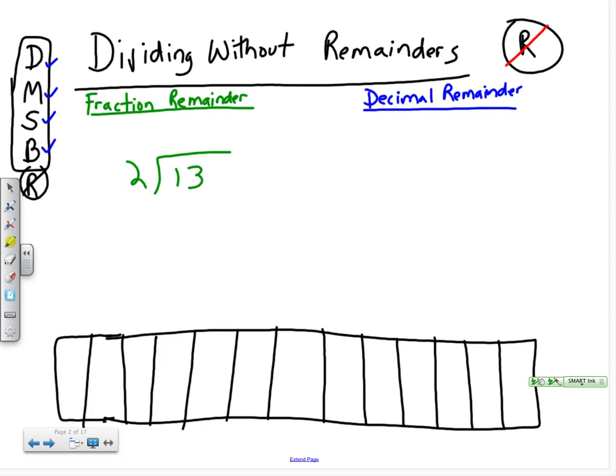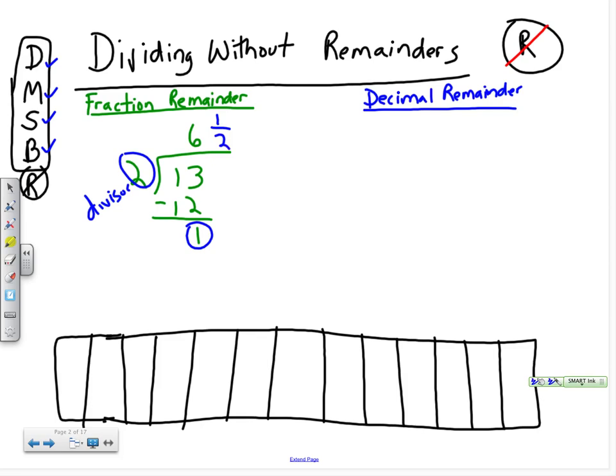2 goes into 13 6 times, so I divided 13, multiply 2 by 6, and I get 12. Subtract, and I have 1 as a remainder. I have nothing left to bring down, so I'm going to turn my remainder into a fraction. This 1 becomes the numerator, and the 2, which is called a divisor, becomes our denominator. So when I divide 13 by 2, I get 6 and 1/2.